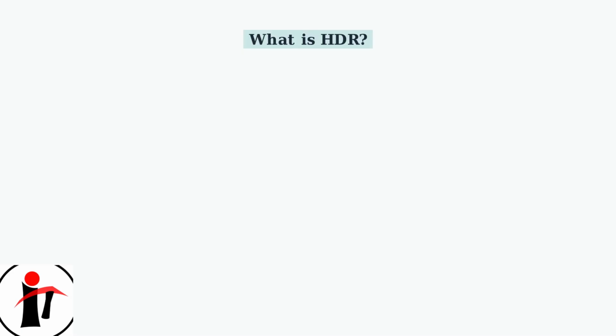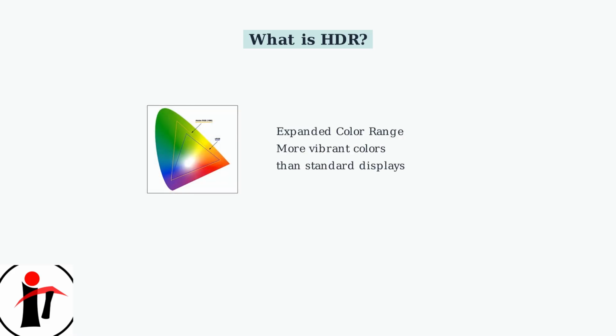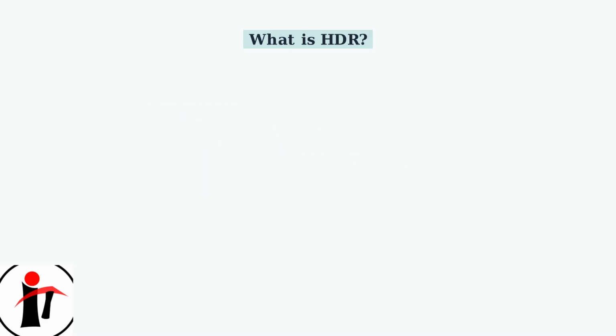HDR, or high dynamic range, transforms your viewing experience by enhancing 4 key visual aspects. Understanding these improvements helps you get the most from your Sceptre monitor. First, HDR expands the color gamut, allowing your monitor to display a much wider range of colors than standard displays. This means more vibrant reds, deeper blues, and richer greens.